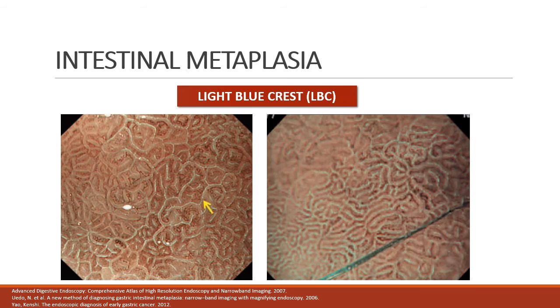Light blue crest was defined as a fine blue-white line on the crest of the epithelial surface or gyri as visualized by magnification endoscopy with image-enhanced endoscopy. This appearance is speculated to be caused by reflection of the short and narrow wavelength light at the surface of the ciliated tissue structure, that is, the brush border in the gastric intestinal metaplasia and the duodenum.